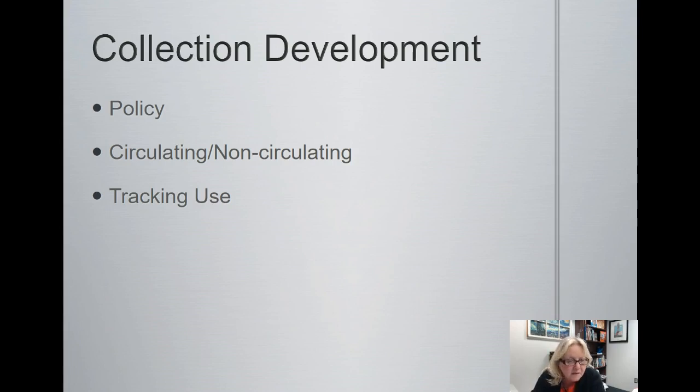Some people make everything circulate and interfile it with their nonfiction collection. Some people keep some reference books non-circulating so that they are still there if needed, and this could be particularly important if you don't have much access to databases and you don't want the kids just using Google. You can interfile them with the regular nonfiction collection and still have them be non-circulating. They would be under their Dewey number.